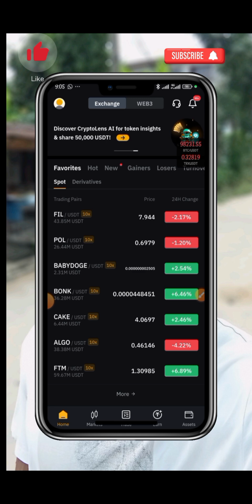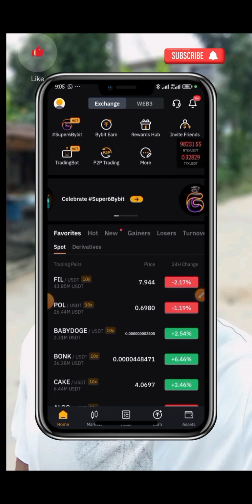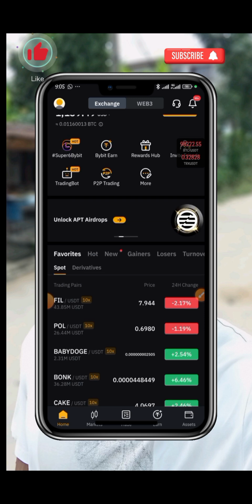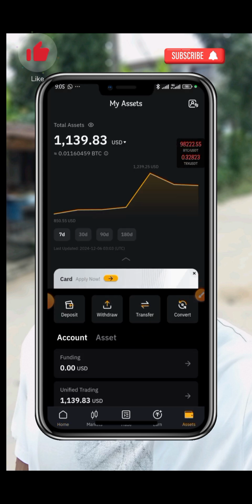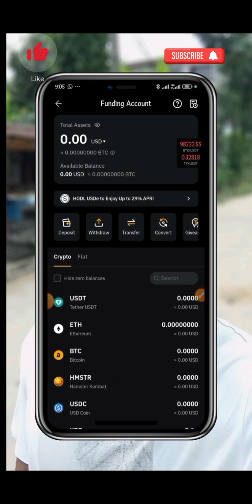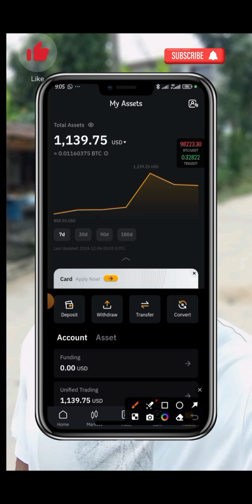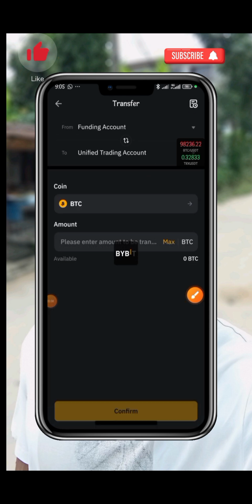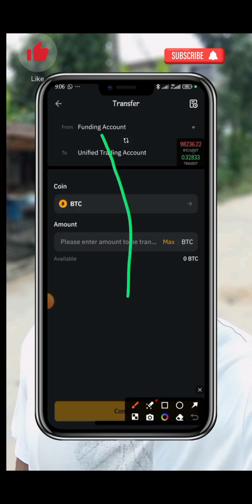So now this is your Bybit. Make sure your Bybit is funded. If you don't know how to use P2P, then that should be another class for another day. Now, when you have funded your Bybit through P2P, your funds will be reflecting here under funding. Okay, so now to fund your futures account, all you need to do is click on this transfer button. When you click on transfer, now look up there. You will see funding.